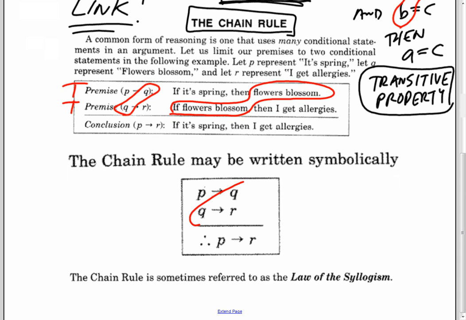Down here, we have a link here. Do you have to have only two conditionals? Could you have more conditionals linking each other together? Yeah. Say that again? Did you have more than one? Yes, and you'll see that in your workbook work.